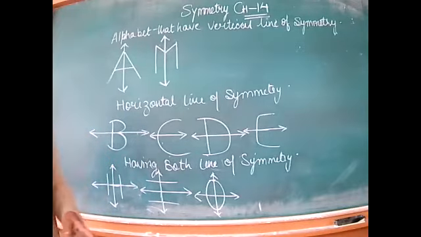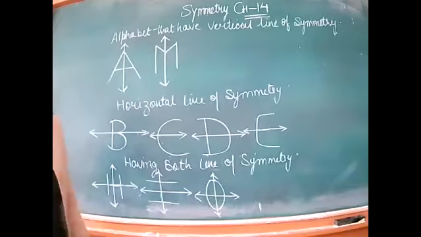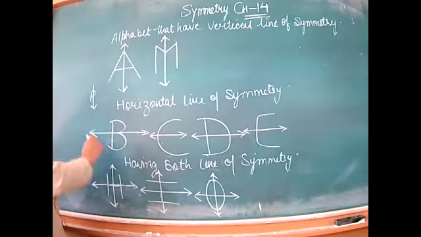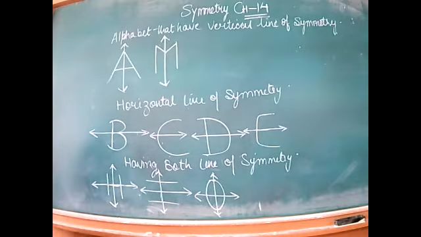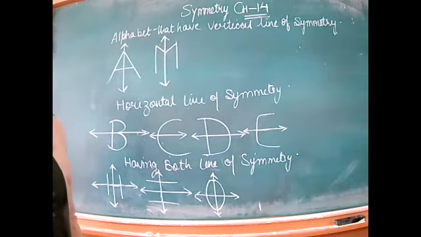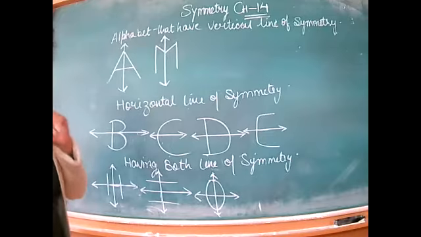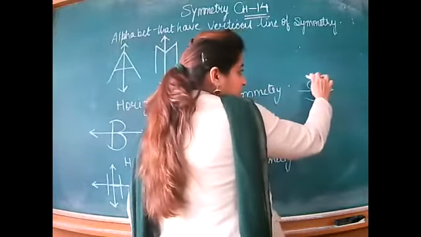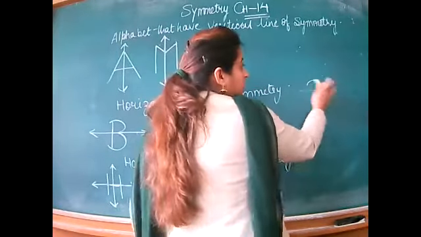Yes, after O, P is there. P doesn't have any line of symmetry. If you want to draw, you can. There is no line which can divide it into two equal parts. Q also doesn't have. R is not having any line of symmetry. S again doesn't have, because if you divide S like this, the line will not overlap it completely.